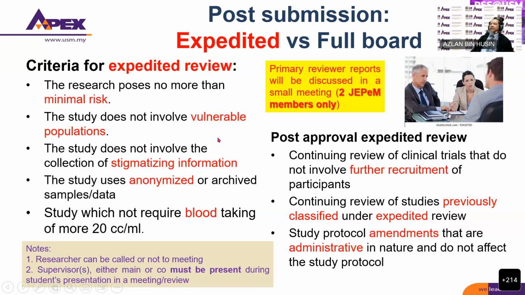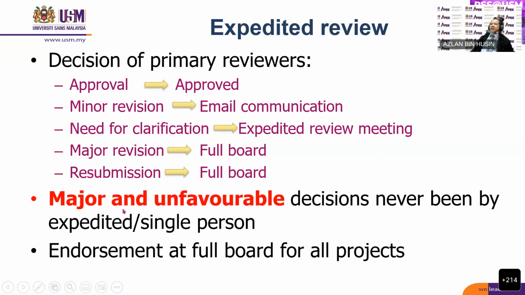Once they have submitted and been approved, for example, in the situation where the submission went through well, if the project is still going on and they want to ask to extend the project, then it will be reviewed as expedited as well. Okay. So this is what happens during the expedited review.